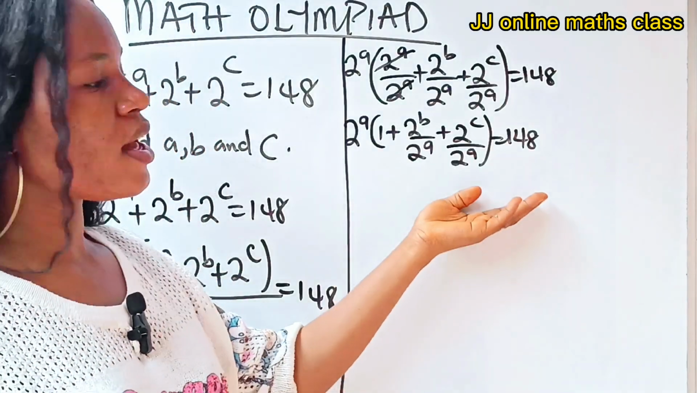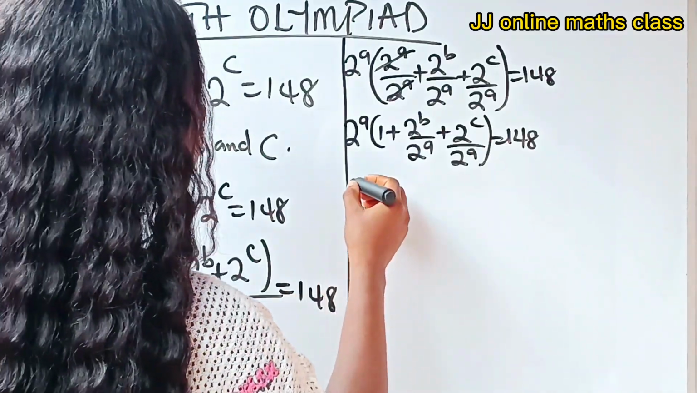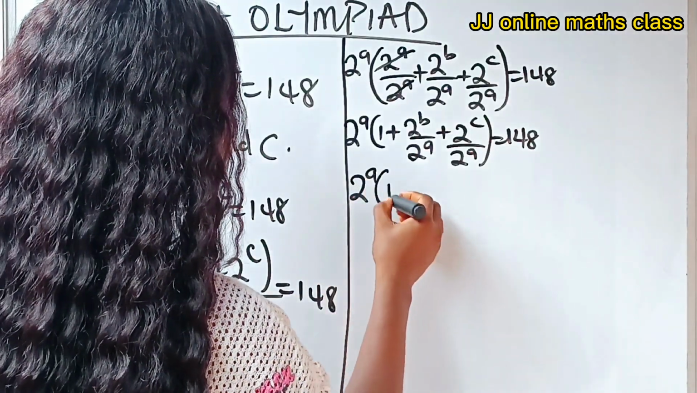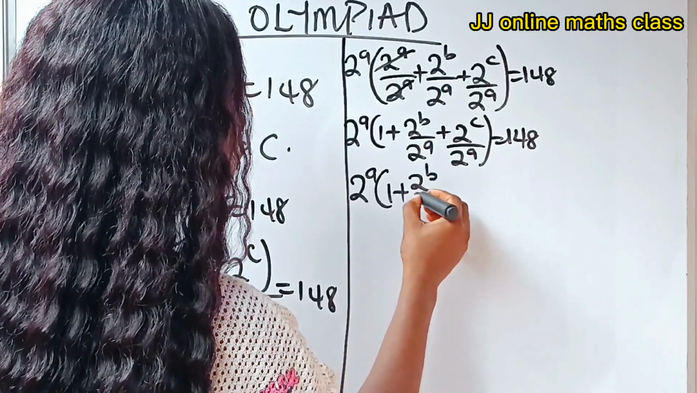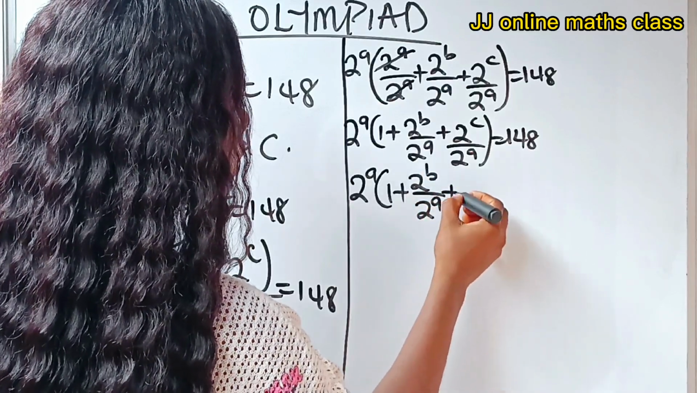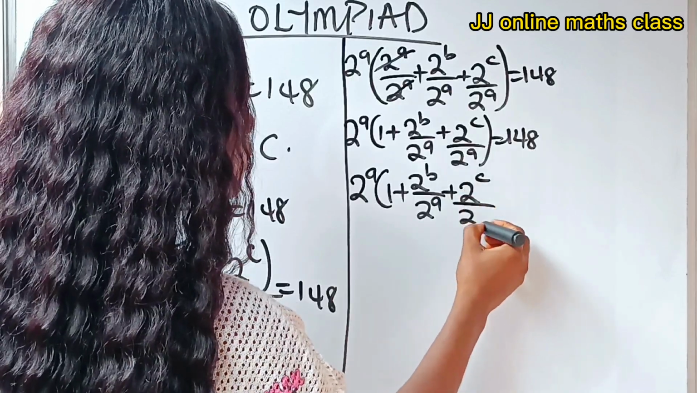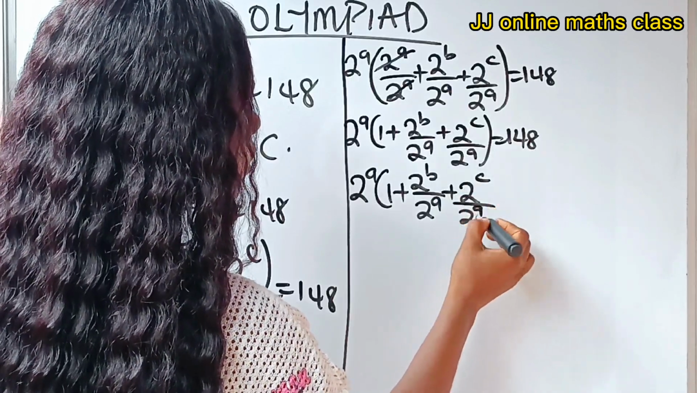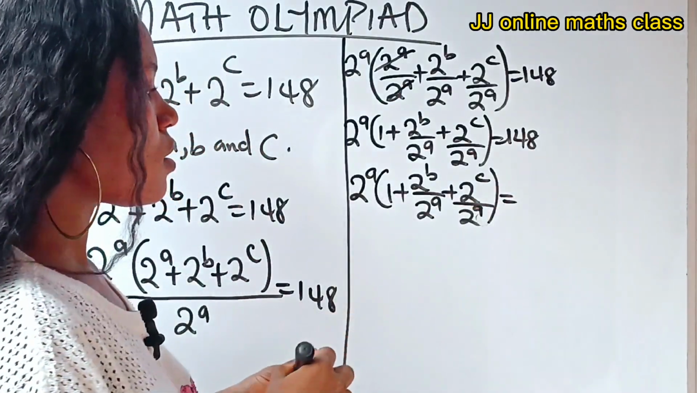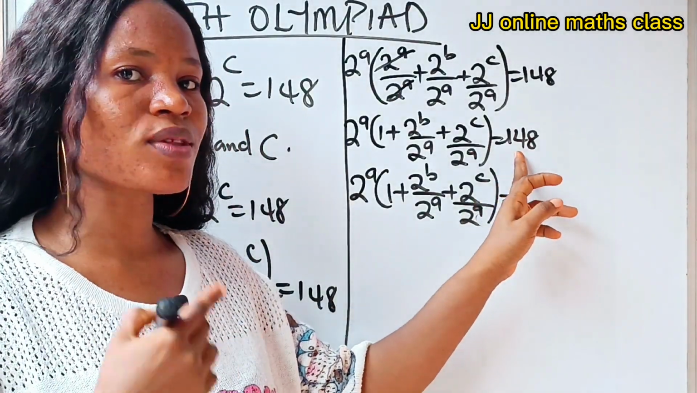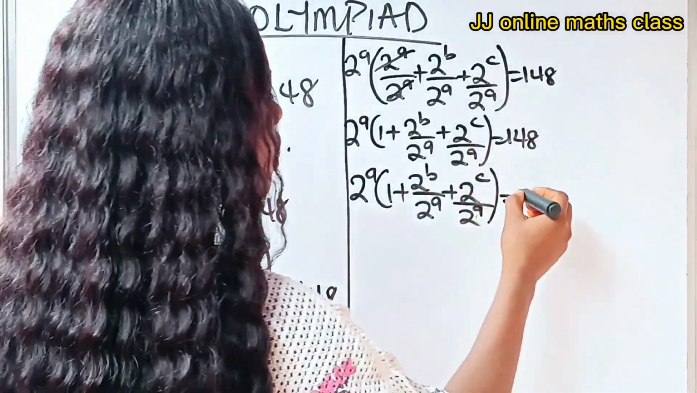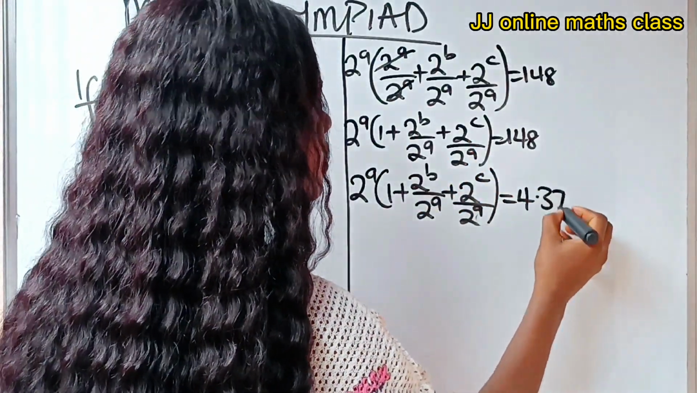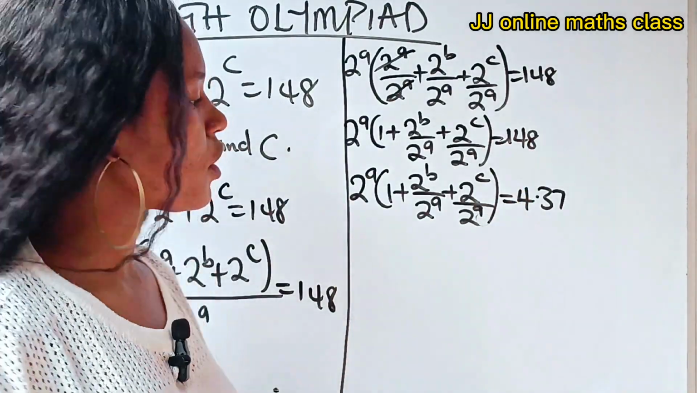All right, so let's solve this then. Now we have 2 to the power of a, bracket, 1 plus 2 to the power of b over 2 to the power of a plus 2 to the power of c over 2 to the power of a, is equal to, now we are going to write this as 4 times 37. Please, this dot means multiplication.